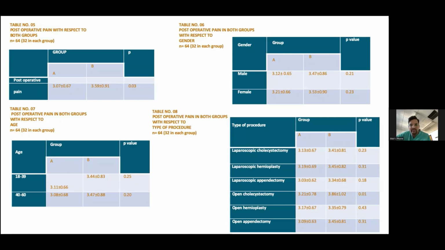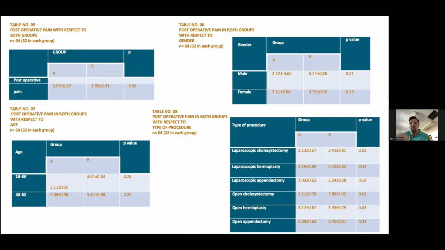Then age wise, in group A it's 3.1, in group B it's 3.44 for the younger patients, in the age group from 18 to 39, and in middle-aged patients from 40 to 60 years, pain perception in group A is 3.08, and in group B it's 3.47. The p-value is 0.200. You can clearly see in all of those tables, the pain perception is obviously better in patients who are getting preemptive analgesia.